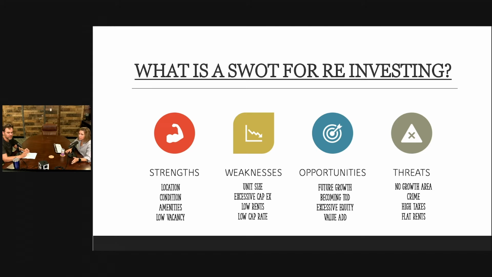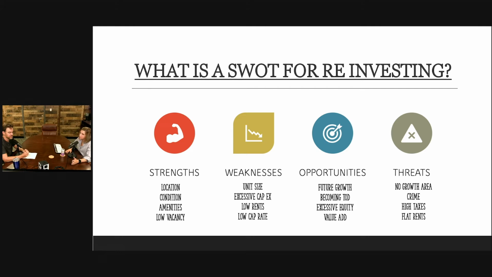Excessive equity in a property can be an opportunity, and then any value-add pieces, right? So in the case of that 3-bedroom example, you could turn that into an office. That's a potential quick value add in a condo or a single family home. Threats: it's a no-growth area, which, again, when we get into the opportunity section, we're going to touch on as well.